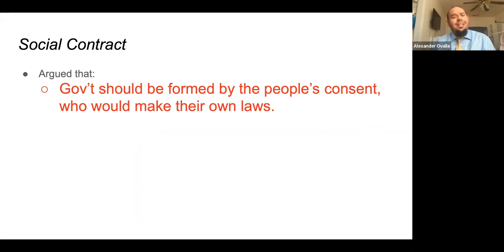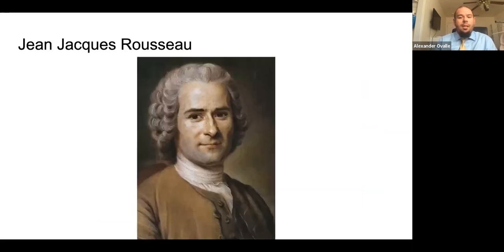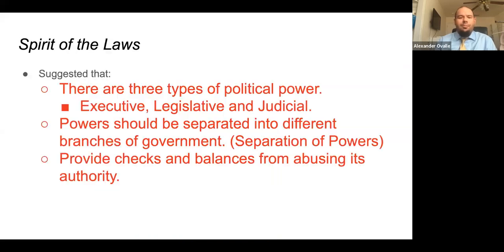All right, so we have the social contract, and it carries on after John Locke's Second Treatise on Civil Government. In the social contract written by Rousseau, the government should be formed by the people's consent, who would make their own laws to be governed by. Makes sense, right? That's Jean-Jacques Rousseau.